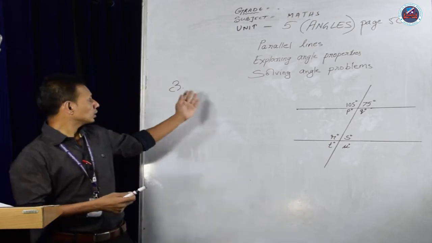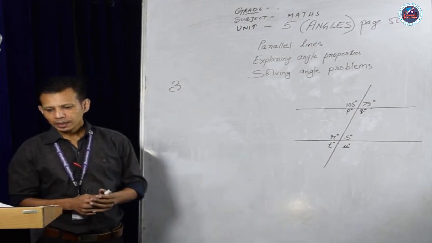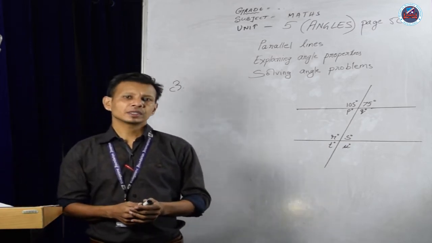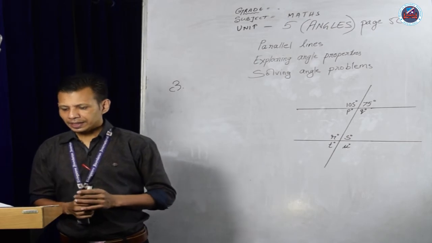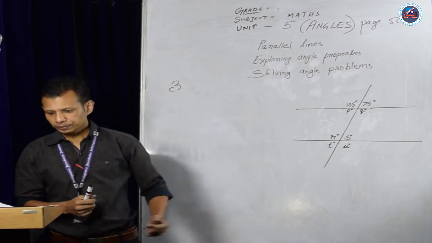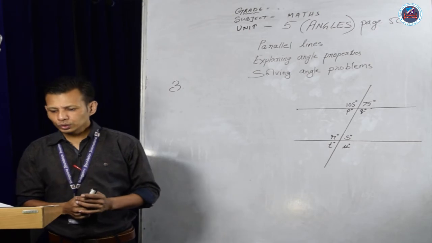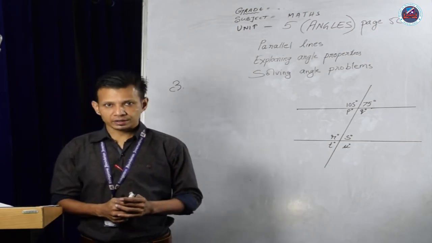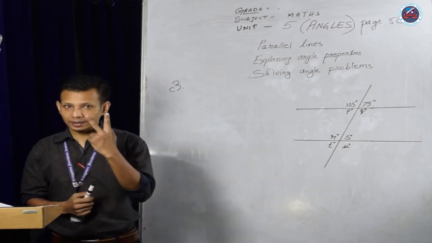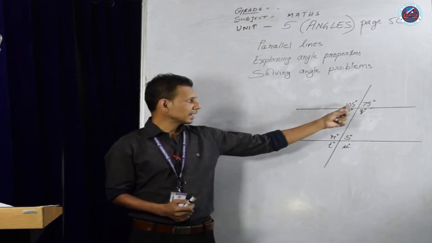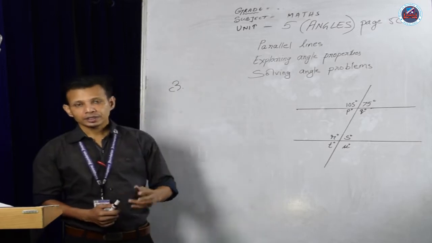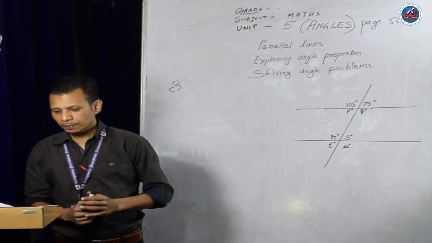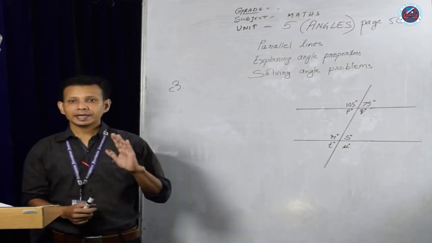So here, I'm going to do question number 3 that you will be getting on page 52. Let's go through the question. In the diagram, the sizes of two angles are marked. One is 105 degrees, one is 75 degrees. These two angles are marked. Now, you have to find A and B.